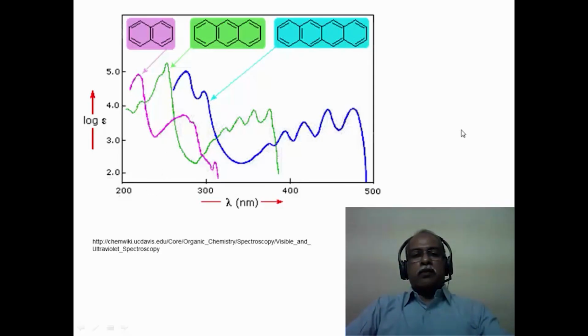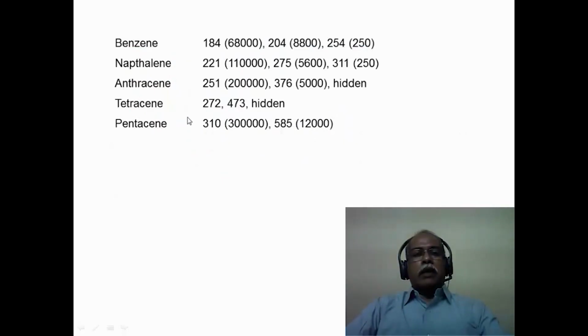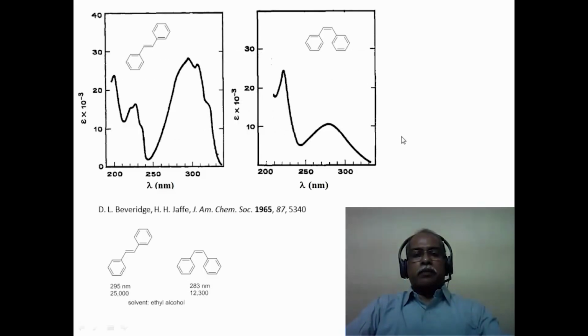So much so that when you go from benzene to pentacene, for example, benzene is colorless, naphthalene is colorless, anthracene is also colorless, tetracene is sort of reddish orange in color, and pentacene is bluish in color. The wavelength of the pi to pi star transition shifts into the visible region as you progressively increase the conjugation effect of the aromatic system.